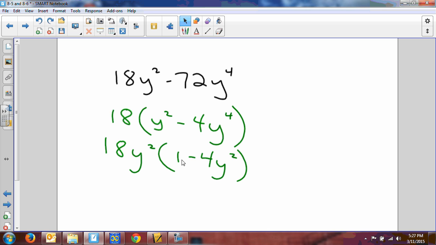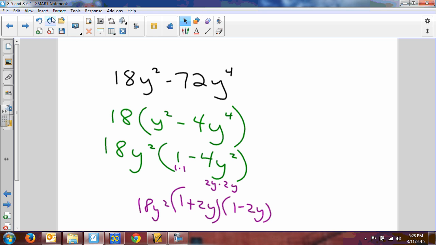Now, even though my variable is not in front, we still treat it the same way. 1 is 1 times 1. 4 is 2 times 2, and that's y times y, so I have 2y times 2y. So it's just 1 plus 2y, 1 minus 2y, and my 18y squared stays out front.